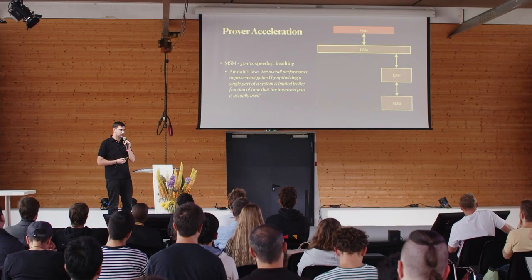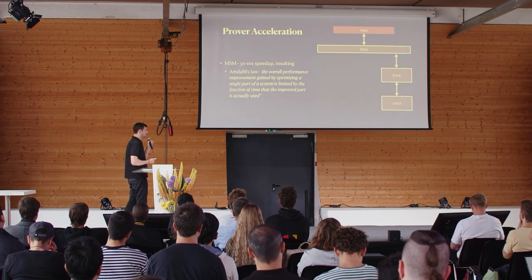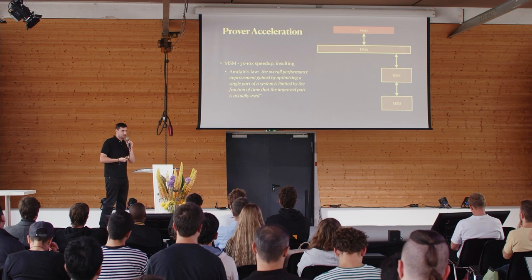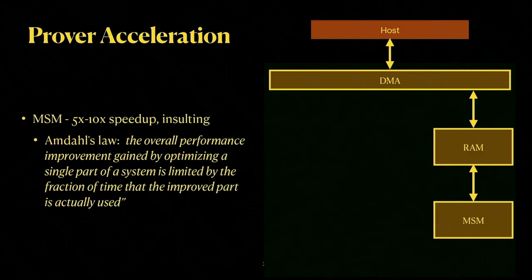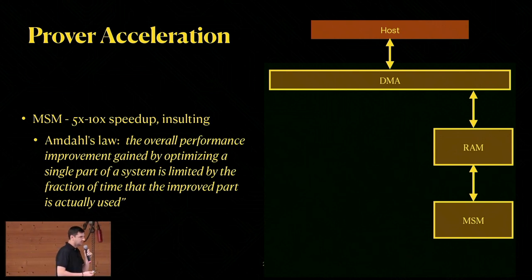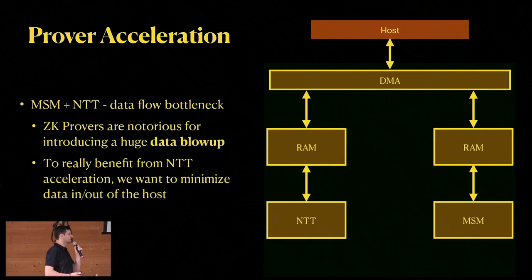We get a 10x improvement, and this is not why we do hardware. I mean, 10x is not a good motivation for going into dedicated hardware. So the next thing that comes to mind is, after MSM, let's also accelerate NTT, right? Obviously, the second big stone here. So let's imagine that we add another block of memory and then this IP core of NTT.